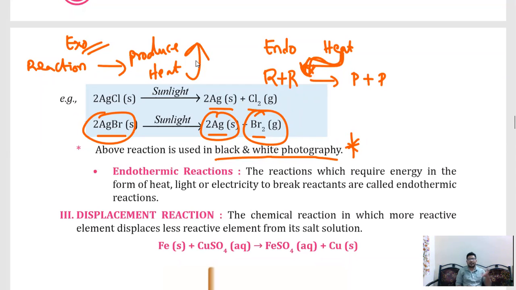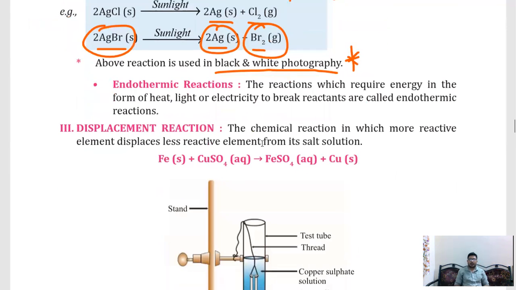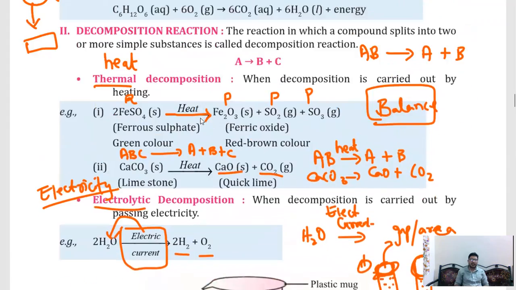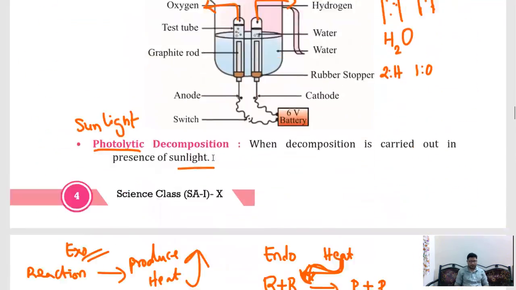Heat energy is liberated in exothermic. In endothermic, heat energy is given to it, right? So the reaction which requires energy in the form of heat, light, or electricity to break the reactant is called endothermic. So all these you can take as endothermic reactions.